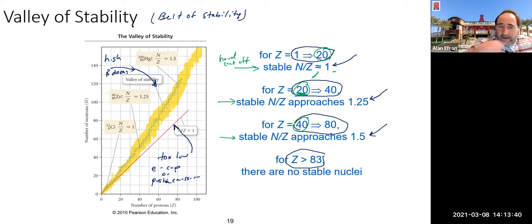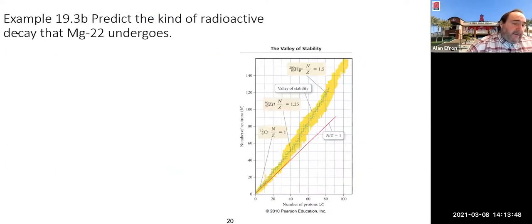So let's take a look at one to see what's going on here. Once you give it a try, looking at magnesium 22, is it stable? And if it's not stable, what type of decay process will it undergo? And why don't you write the reaction that occurs. So take a minute or two and see what you come up with.